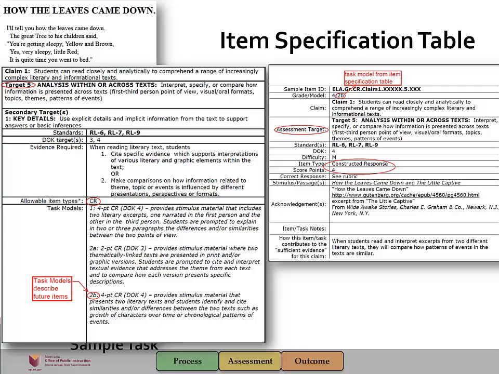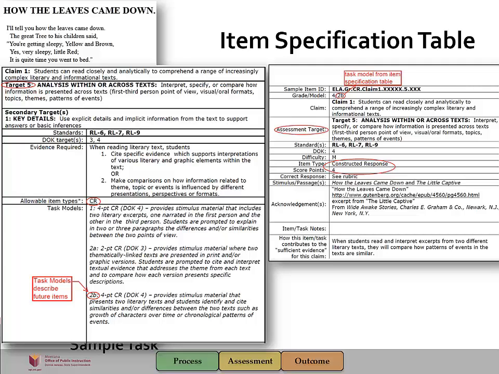For this table, we're looking at depth of knowledge targets of 3 and 4. The evidence required: when reading literary text, students should cite evidence, and they should make comparisons of how information is related to the theme or topic. The allowable item types for this would be construct a response.